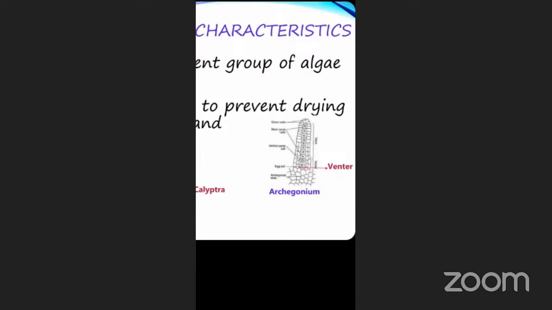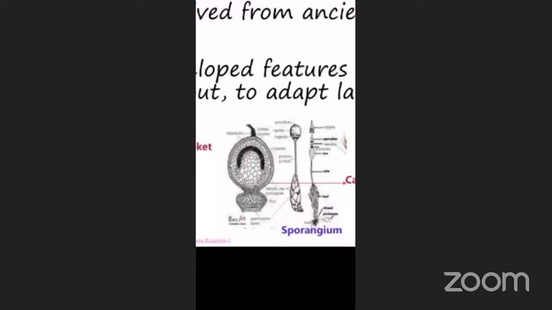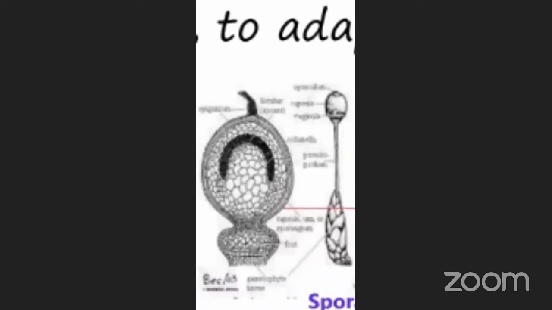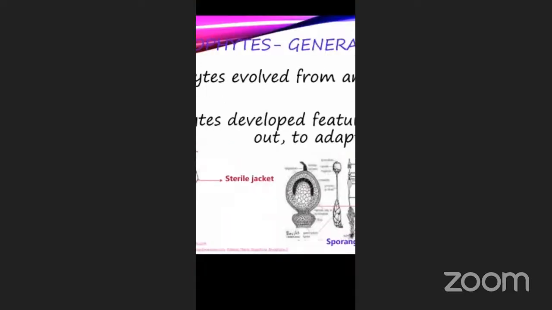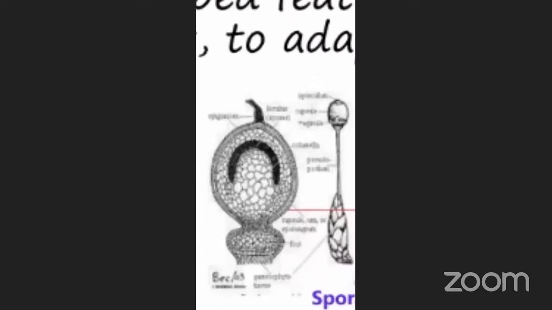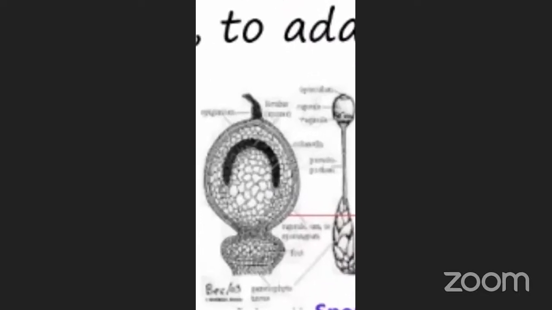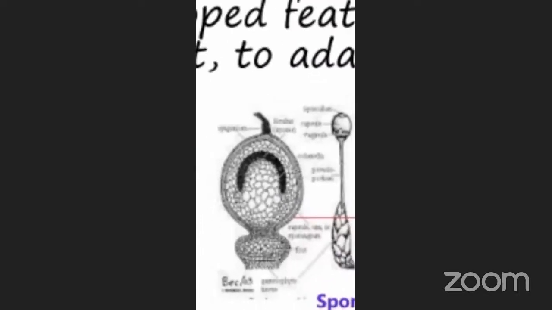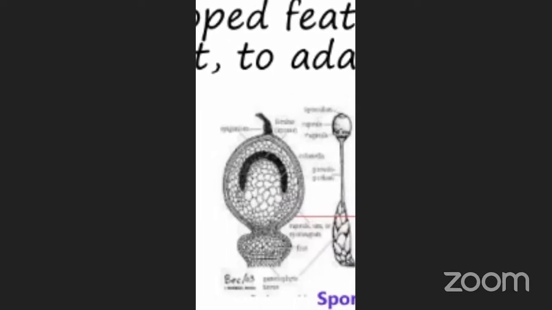Sir, can you please share the screen once again? Foot, seta, capsule, we cannot see the picture. See here, this one. Okay, sir, but it is not that clear. Yeah. So in the below portion, that is the foot. A bulbous-like structure is there below.